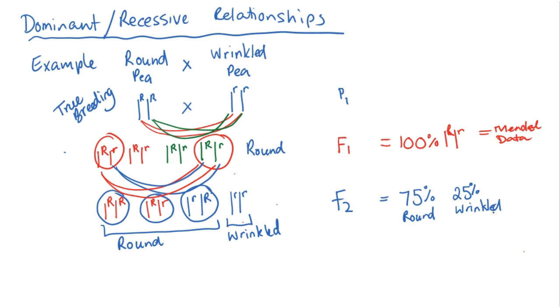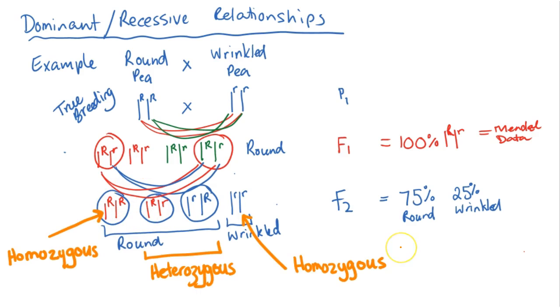What it doesn't show you is that some of the round are what we call true breeding plants, which means they only have the big R, and some of the round ones are not true breeding plants, we actually call them heterozygous, meaning that they have two types of recipes for a specific characteristic. So here comes the terminology. Any true breeding plants, which means they have only one type of recipe, are called homozygous, meaning one type of recipe.